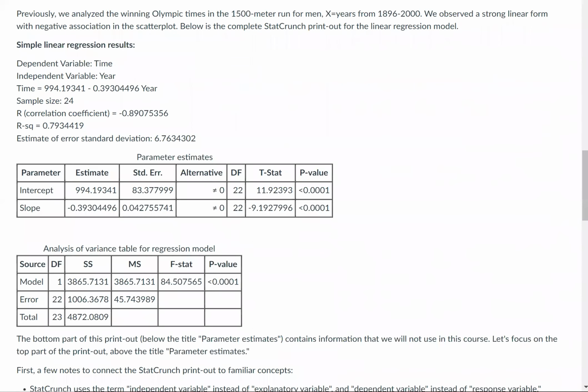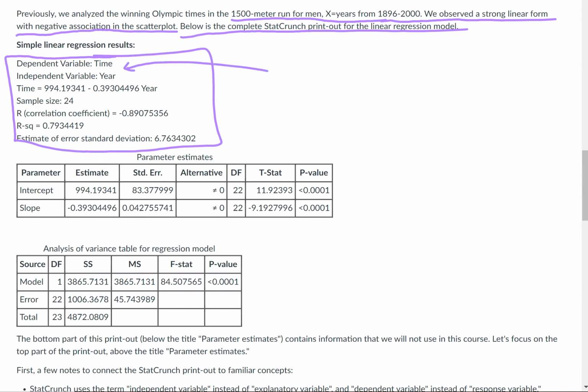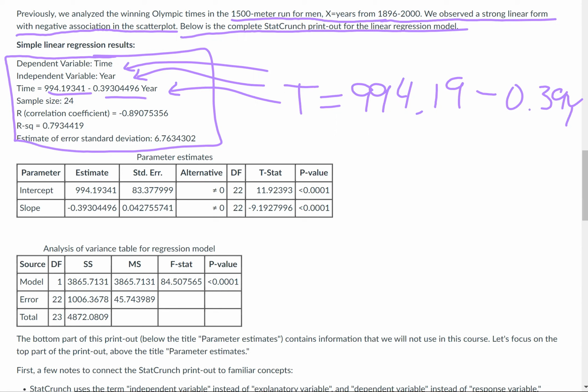So they give us this. The dependent variable is time. The independent variable is year. Time is, this is the linear model: time is 994.19, I'll round it to 19 just for simplicity, minus 0.39 or so times the year, so Y. That would be your linear model. Y is like your X value, which is confusing. T is your Y value. The sample size is 24.